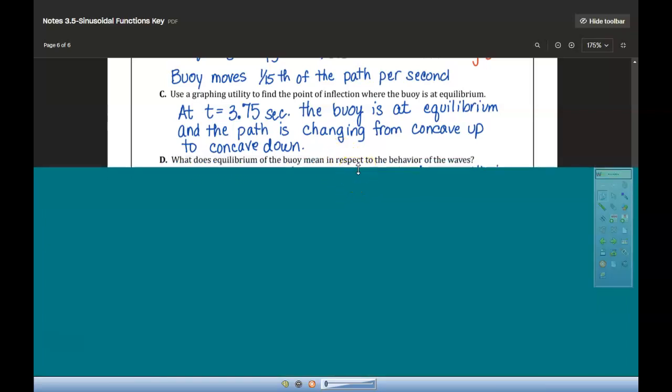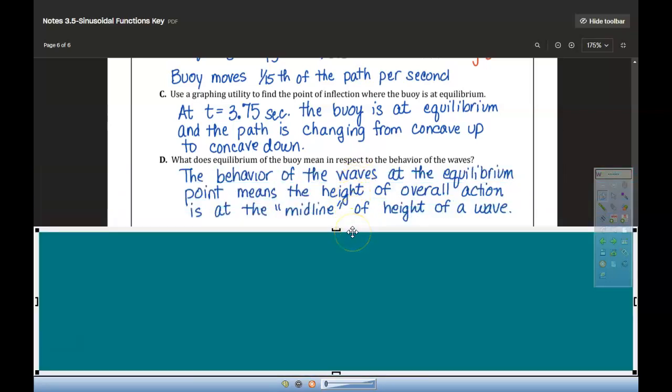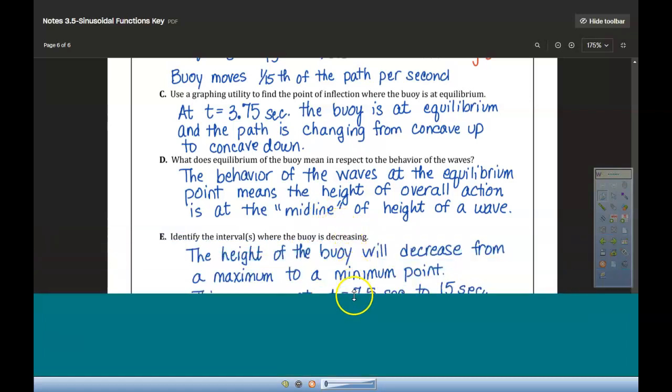All right. Oh, never mind. Here it is. What does equilibrium mean in terms of behavior to the wave? It means that's the midline of the height of the waves. Okay, it's kind of like a roller coaster. It's when your rate of change goes from decreasing to increasing. Again, pause it, write this down.